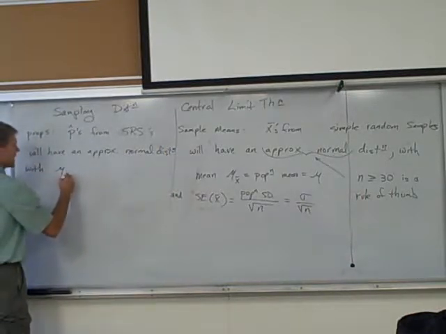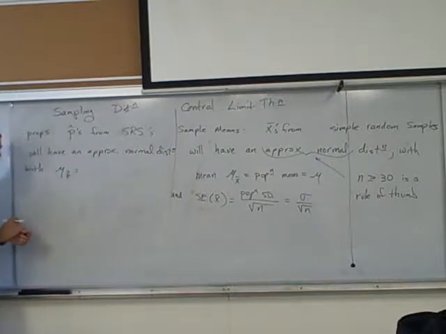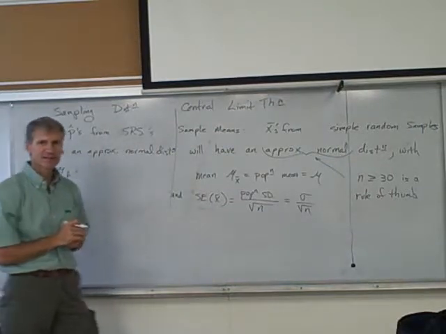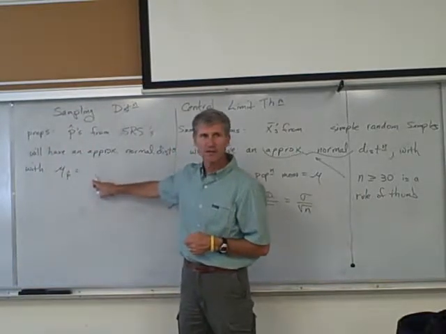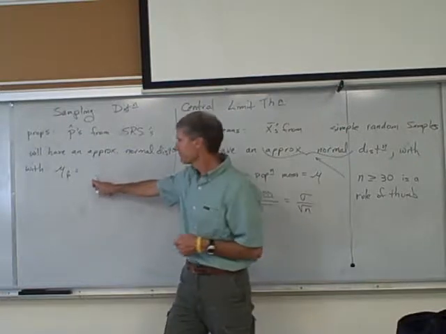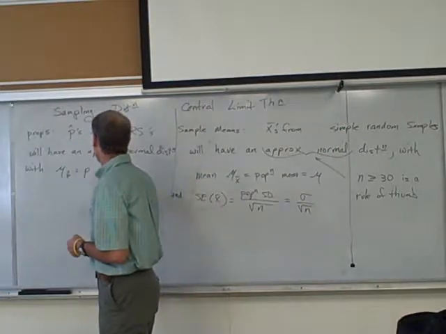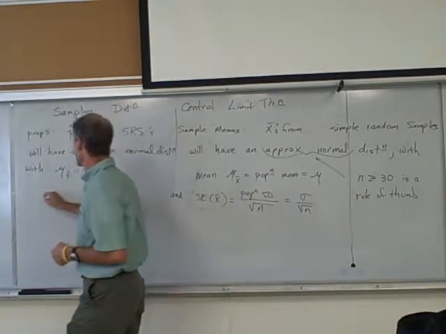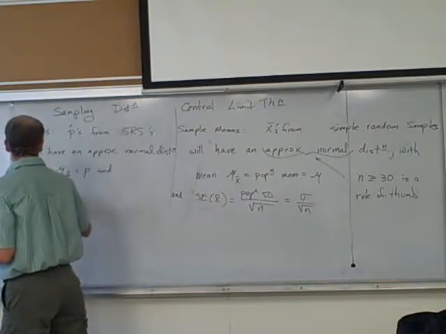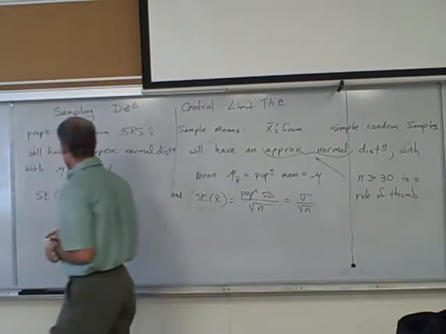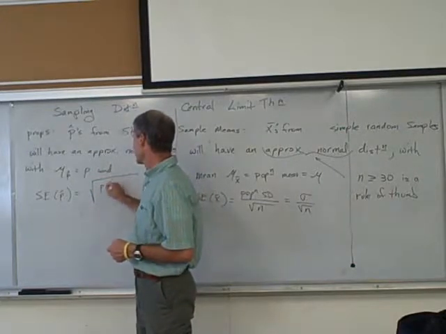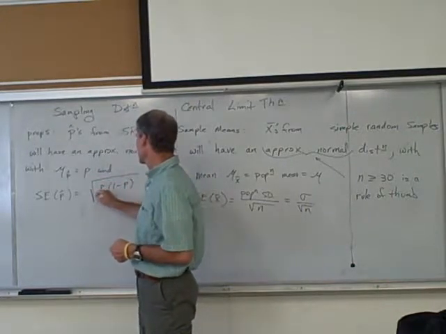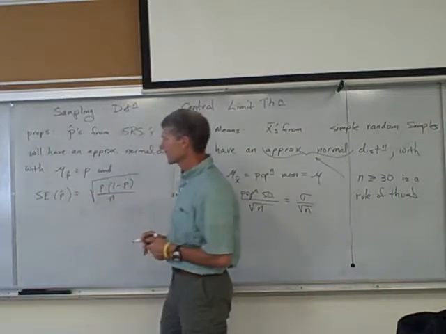With the mean of p hats equal to, you better not have forgotten this one because we just did it at the beginning of class. Where's the distribution centered? P. And standard error of p hat equal to the square root of p times 1 minus p, all over n.